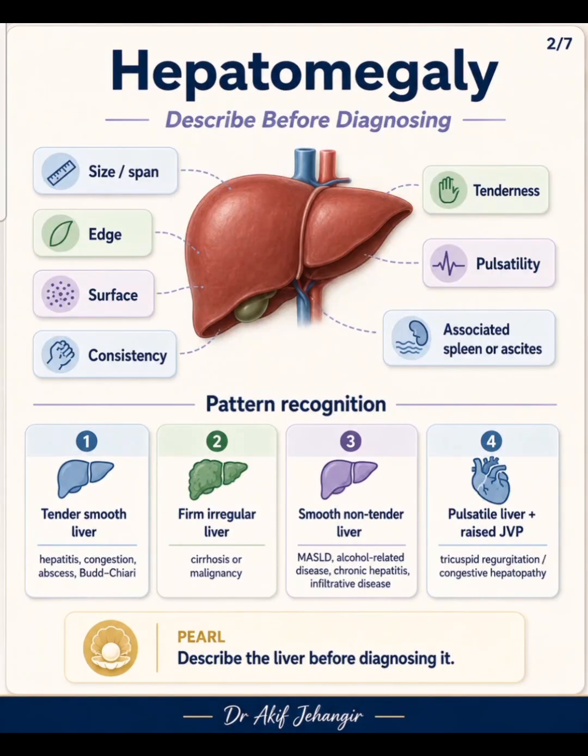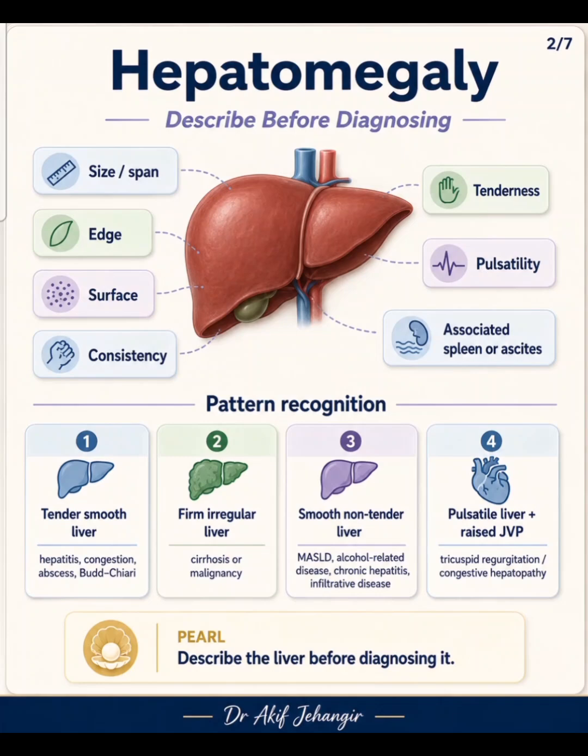When the liver is enlarged, describe it before diagnosing it. Comment on size, liver span, edge, surface, consistency, tenderness, pulsatility, and whether there is associated splenomegaly or ascites. A tender, smooth liver may suggest hepatitis, congestion, abscess, biliary disease, or Budd-Chiari syndrome. A firm, irregular liver suggests cirrhosis or malignancy.